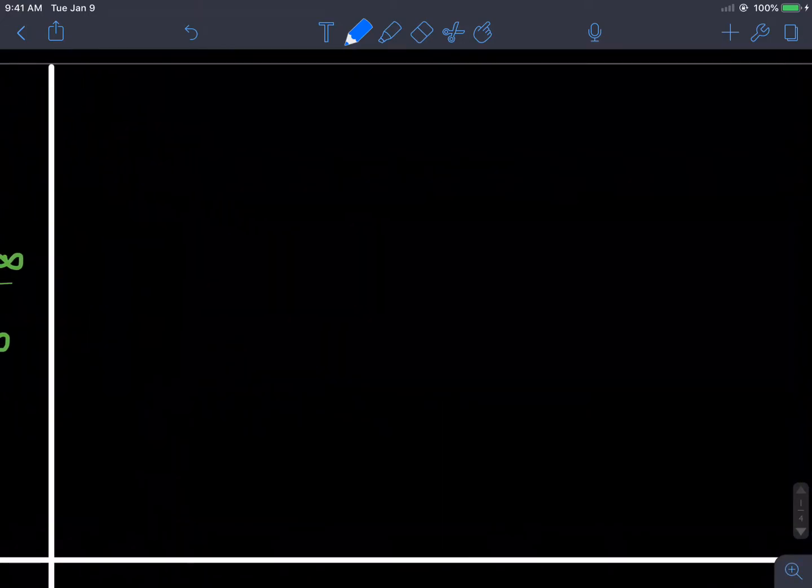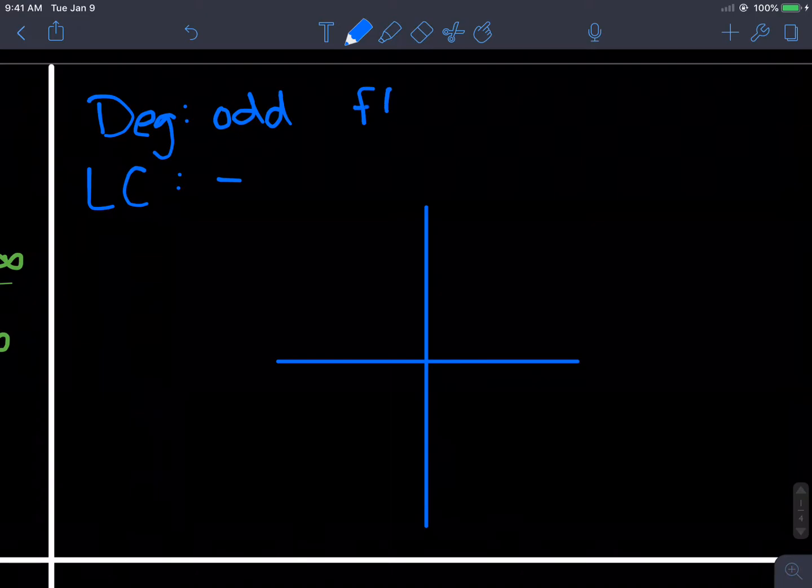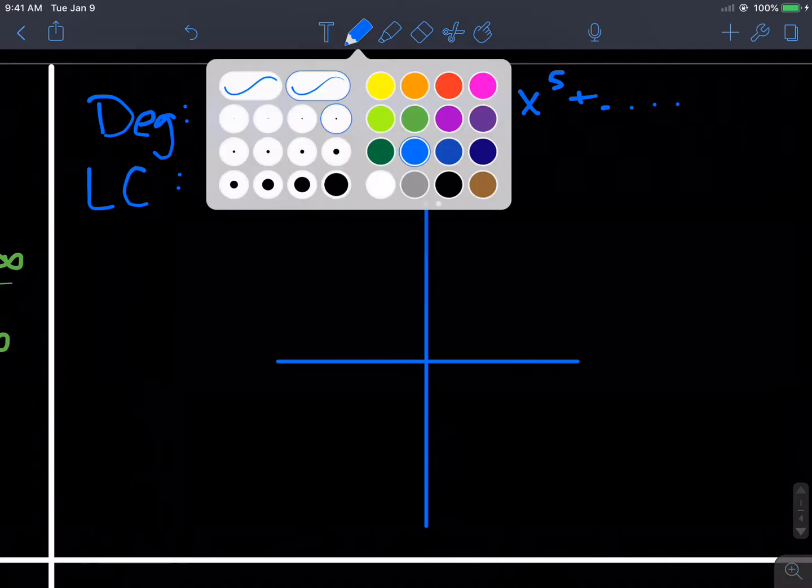What if our degree is odd? So our degree is still odd, but we make our leading coefficient negative. Similar as before, maybe this is now something like f of x equals negative x to the fifth, plus a bunch of other stuff.